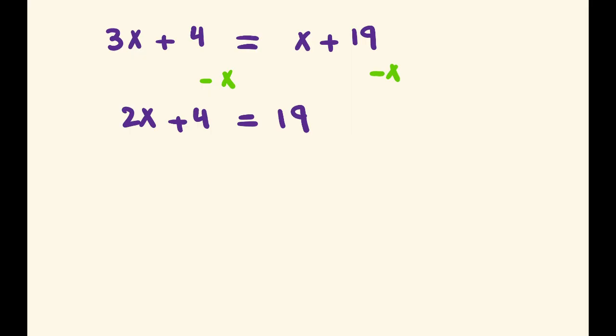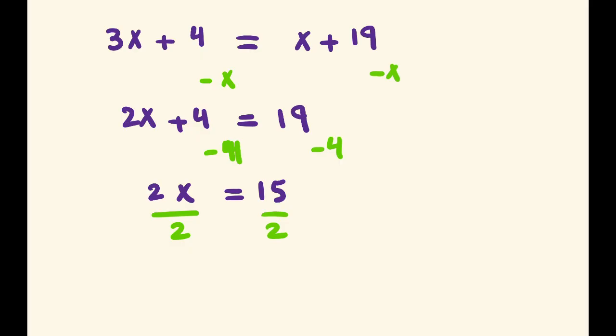Then we can subtract 4 and we have 2x equals 15. And for the last step, we can divide by the coefficient of x, which is 2. If I divide by 2, then we have x equals 15 halves, or 7.5.